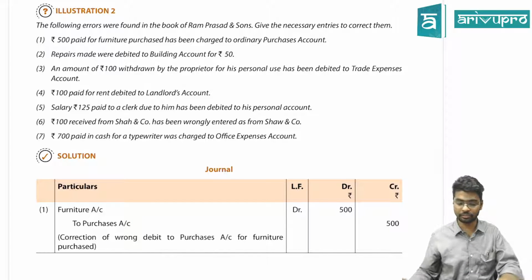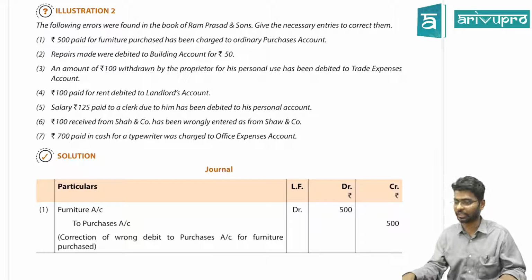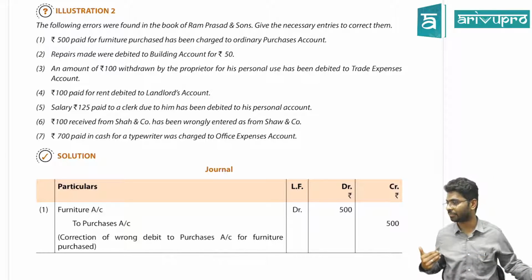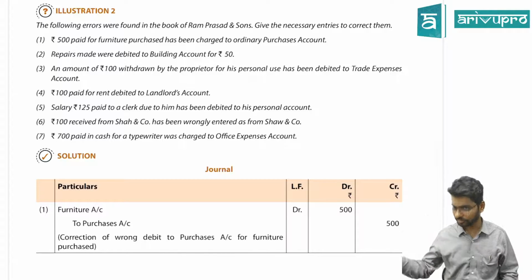Everyone, this is illustration 2 of your study material. So I want you to write solution illustration number 2 and we will go step by step through what the question and the answer are. Correct entry, wrong entry, rectified entry.